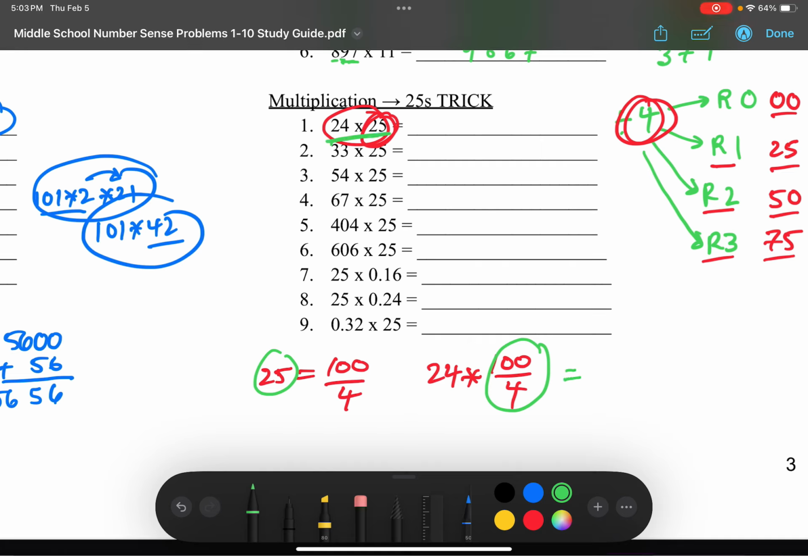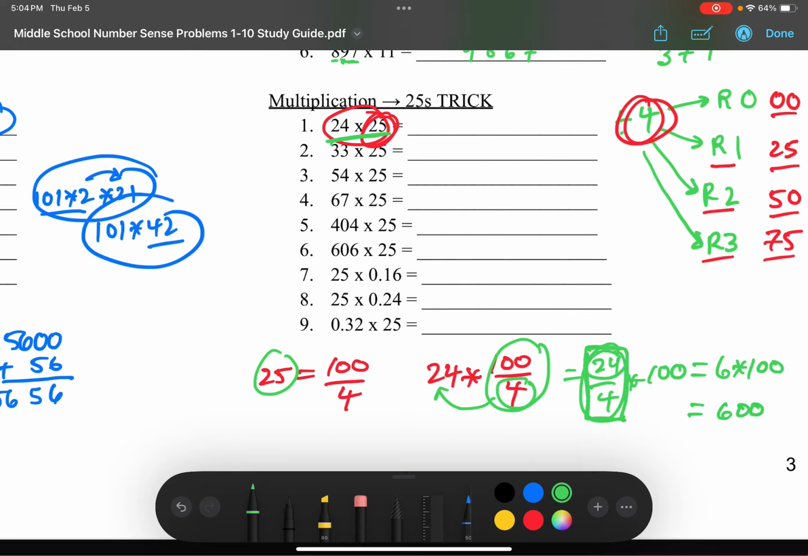Now, if you've seen my other videos, you know that I'm going to move this one to divide the 24 by 4. So if I divide the 24 by 4, now I'm seeing it a little bit differently. Now I'm going to divide 24 by 4. That's 6. So this is really saying 6 times 100, which is 600, right? Notice how this went evenly.